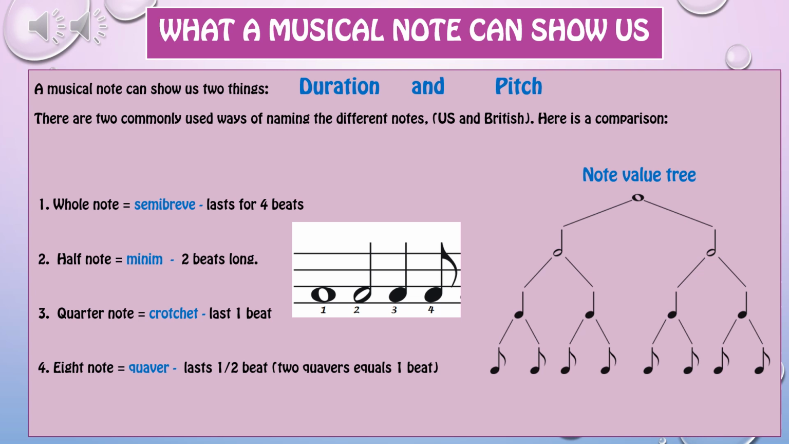A semibreve lasts for 4 beats. A minim lasts for 2 beats. A crotchet has 1 beat and a quaver lasts half a beat. 2 quavers equal 1 beat. Please have a look at the note value tree.